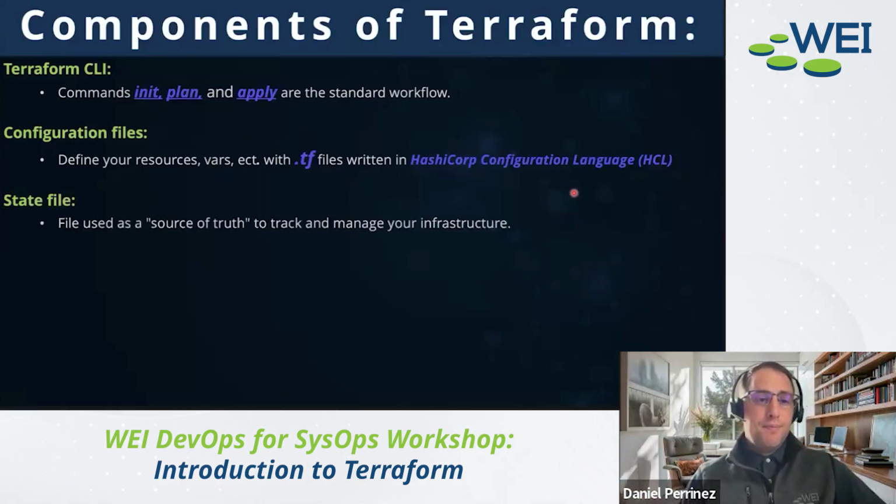State file. So this is the file used as a source of truth to track and manage your infrastructure. So in our previous talk, we talked about Ansible being idempotent, right? This is a fancy word for meaning that you could run that script over and over and over again, and it was only going to make changes to things that needed to be changed. So if it had already made a change, it wasn't going to try the same thing twice. That's what our state files are, right? Ansible has a state file.